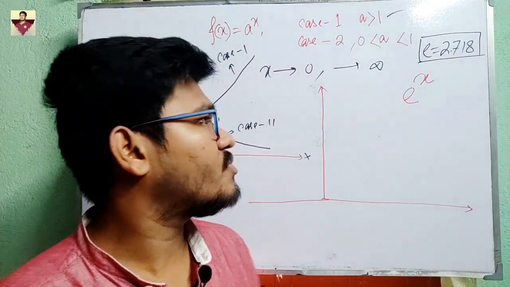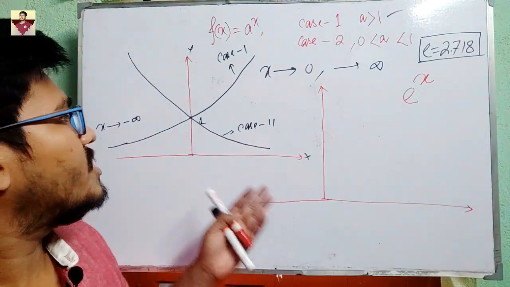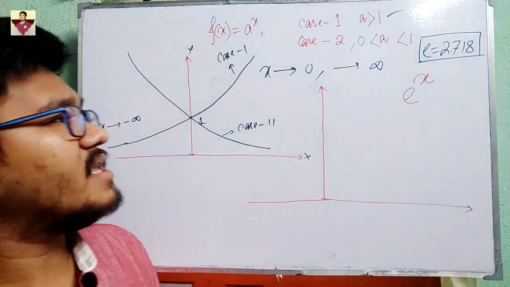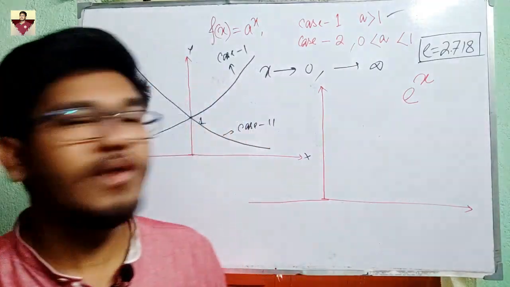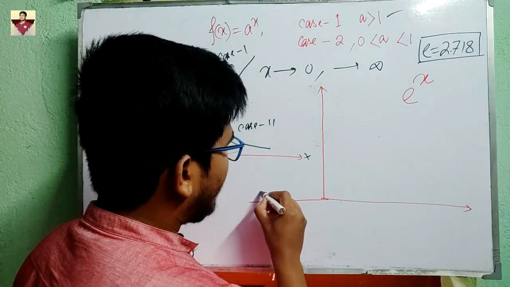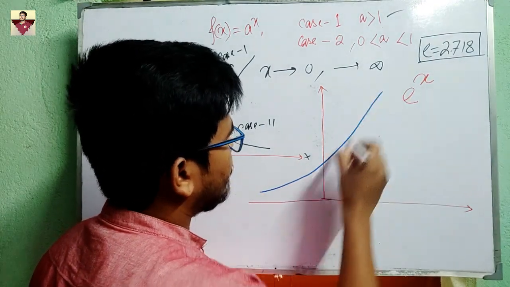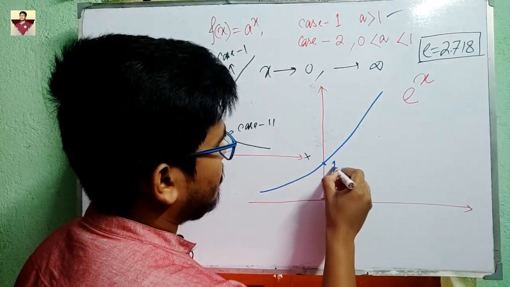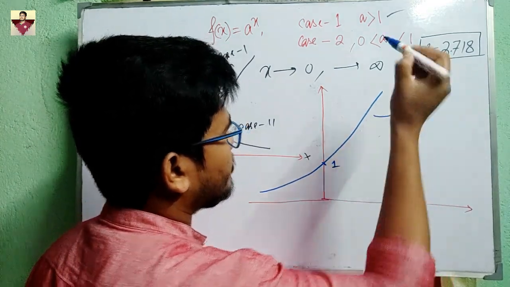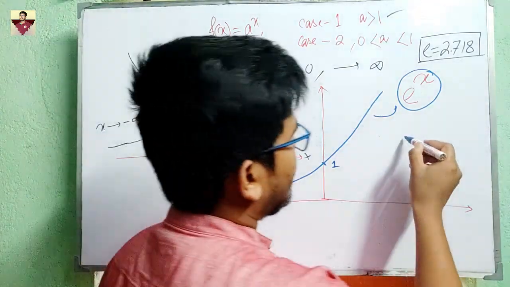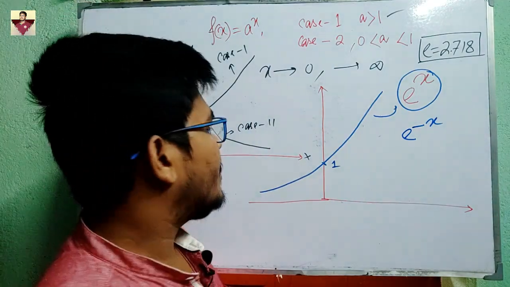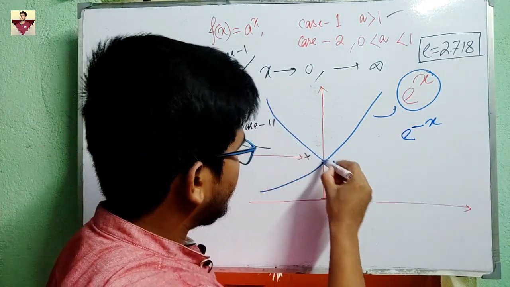Take a simple function, exponential of x. This will look similar to f(x) equal to a to the power x for the case a greater than 1, because e has a value of 2.7 something, so it is greater than 1. So the graph will be exactly similar to the a to the power x graph. Here is the point 1. This is the graph for e to the power x. Now for e to the power minus x, the graph will be exactly the mirror image of the graph of e to the power x. So it will look like this.